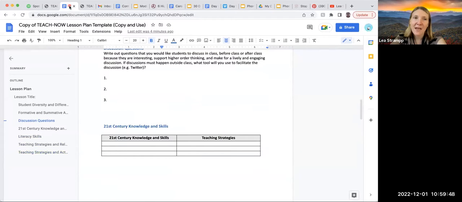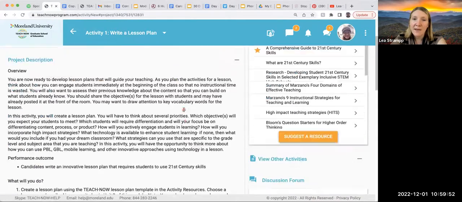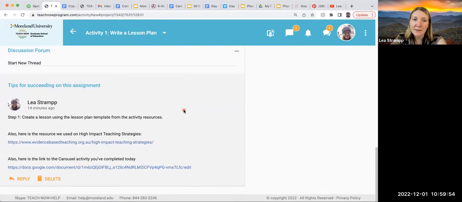All right. So for this, you're just going to be completing that lesson plan template. We are going to be using that template again all the way through Module 8, and that's what you're going to be focused on. Here in the discussion forum, I've also got that link to those high impact teaching strategies, as well as the carousel activity with those questions that you're answering for this VC.